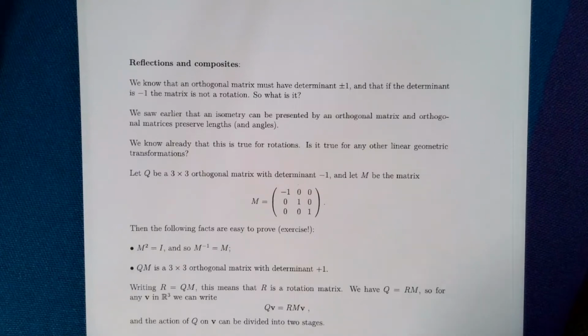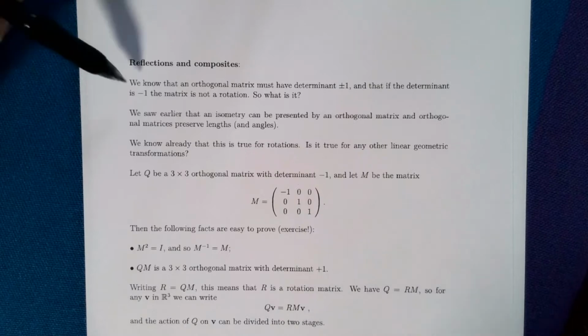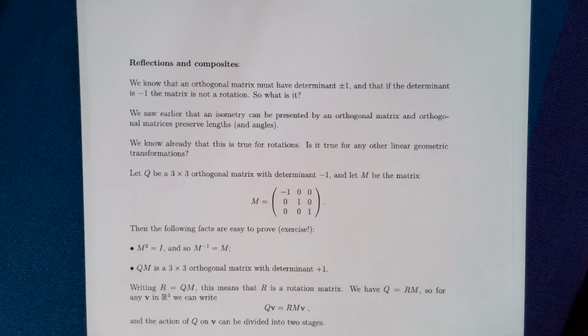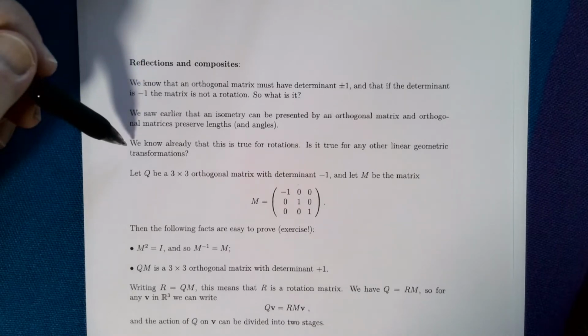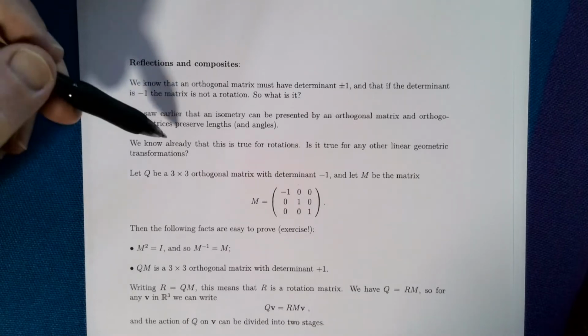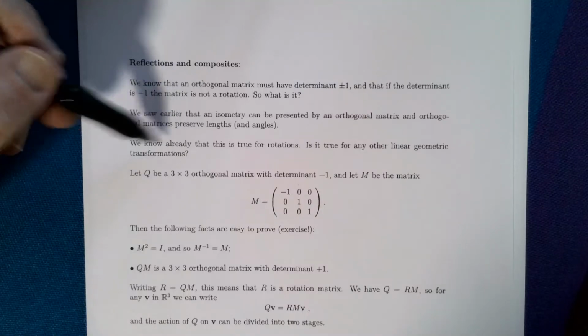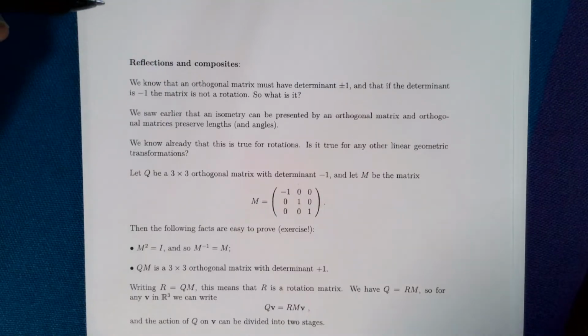And we saw earlier that an isometry can be represented by an orthogonal matrix. An orthogonal matrix preserves lengths and angles. That is, an orthogonal matrix is an isometry. So we also know that this is true for rotations. Is it true for any other linear geometric transformations?